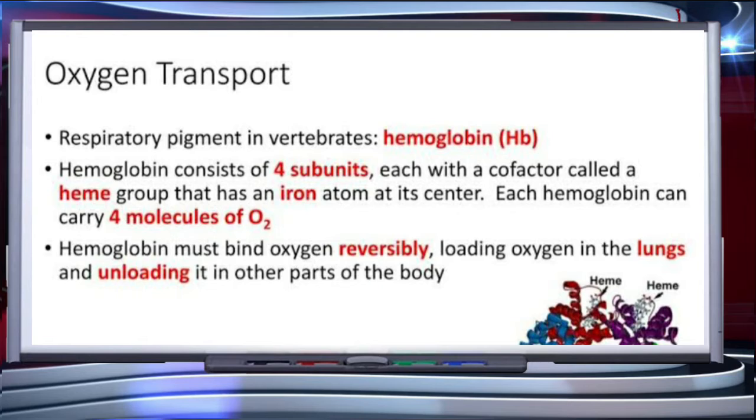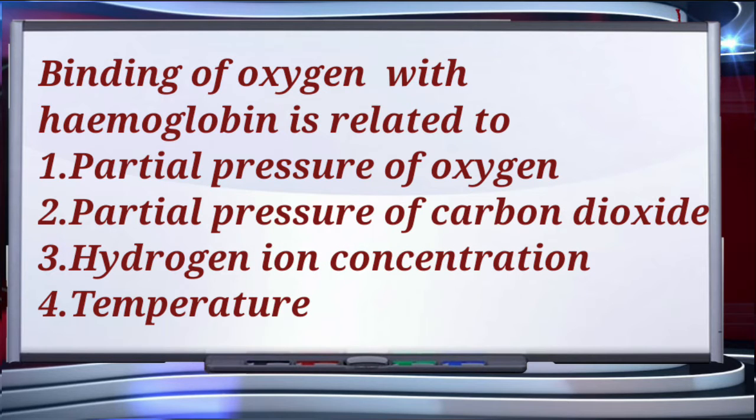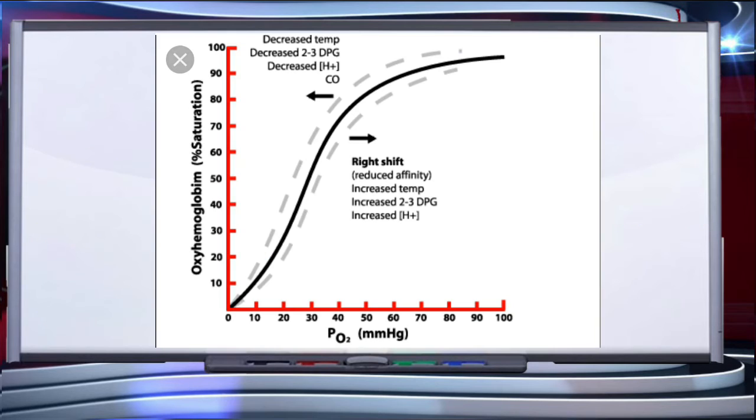Hemoglobin must bind oxygen reversibly, loading oxygen in the lungs and unloading it in other parts of the body. RBC contains hemoglobin, which forms oxyhemoglobin with oxygen, an unstable compound. Binding of oxygen with hemoglobin is related to partial pressure of oxygen and carbon dioxide, hydrogen ion concentration, and temperature. A sigmoid curve is obtained when percentage saturation of hemoglobin with oxygen is plotted against the partial pressure of oxygen. This curve is called the oxygen dissociation curve.